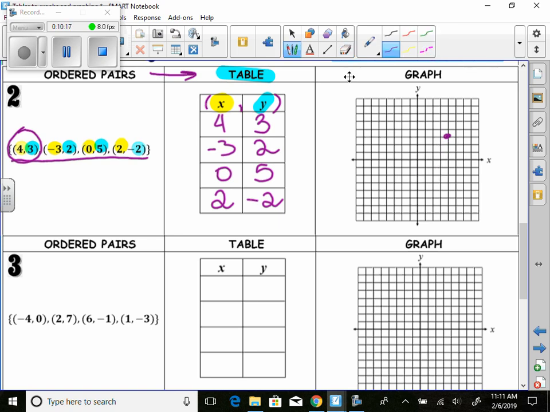The next one is negative 3 and 2. So starting at the origin, negative 3, 1, 2, 3 to the left, 2 up.